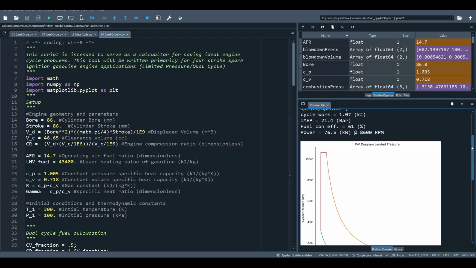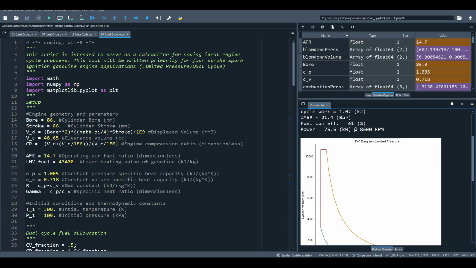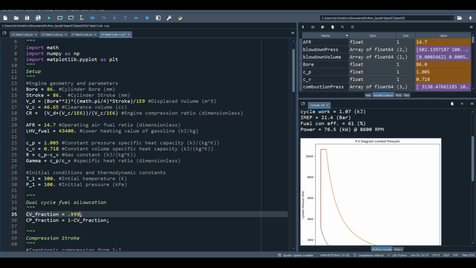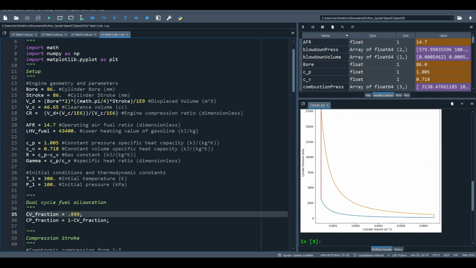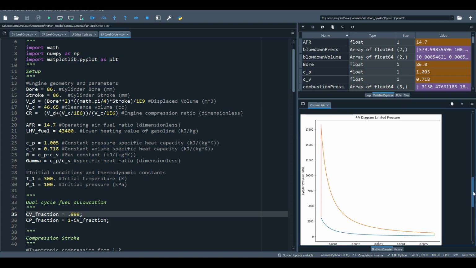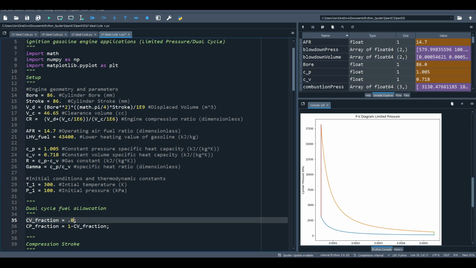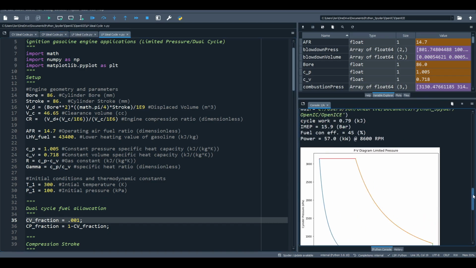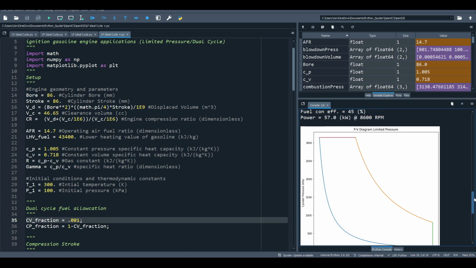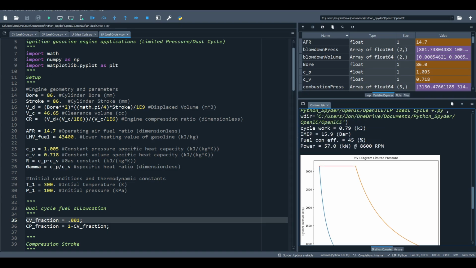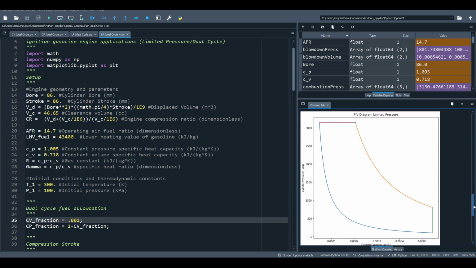So we can play with this a little bit. We can basically say, let's have our constant volume fraction be a really big number, so almost 1. If we do that, that looks a whole lot like the constant volume cycle. If we make this constant volume fraction a really small number, so now our CP fraction is going to be very near 1, it looks like the constant pressure diesel cycle. So you can basically use the limited pressure cycle code and run any of the three cycle types. You just want to nearly zero out either your CV or your CP fraction.